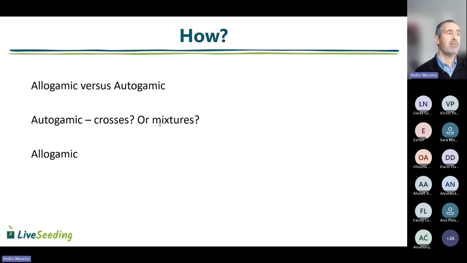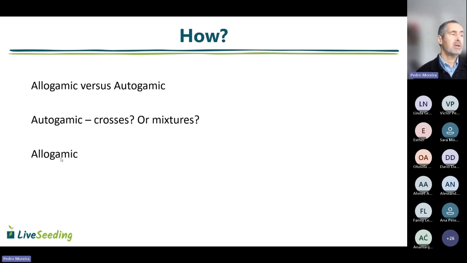Mixtures: when you have a population of wheat, because they are from autogamy, you have almost a mixture of clones. It means the individuals are several clones, because when they produce seed, they are as the parent was. So this could be different in the allogamic.